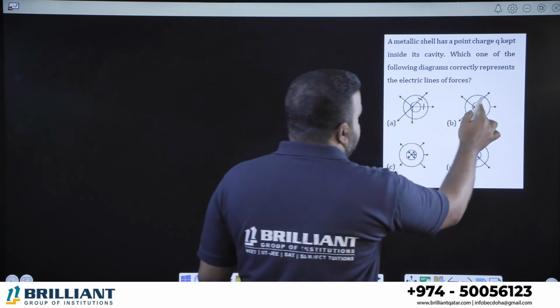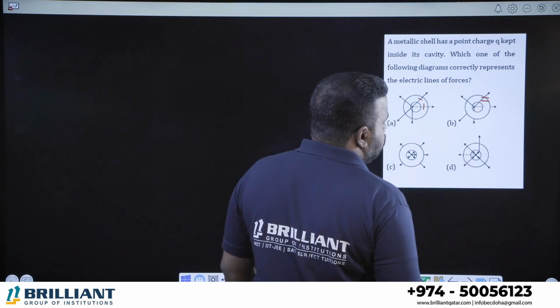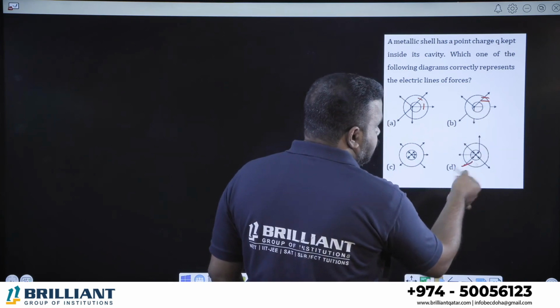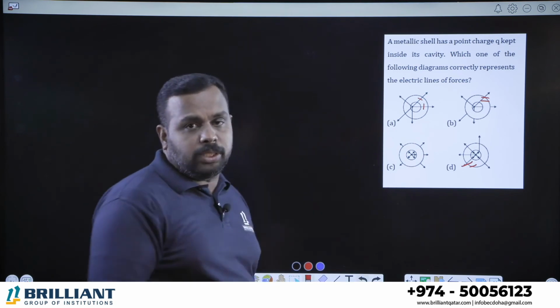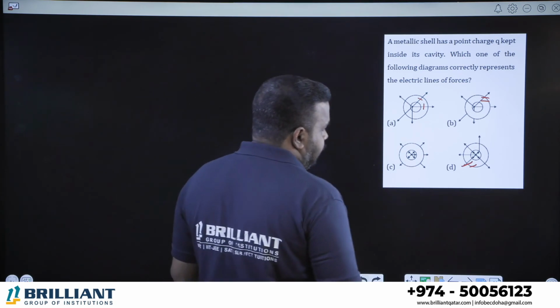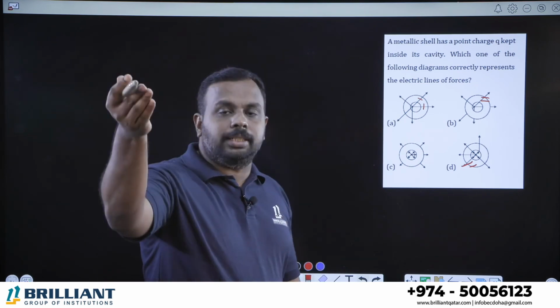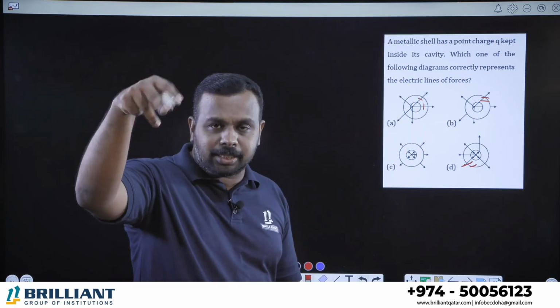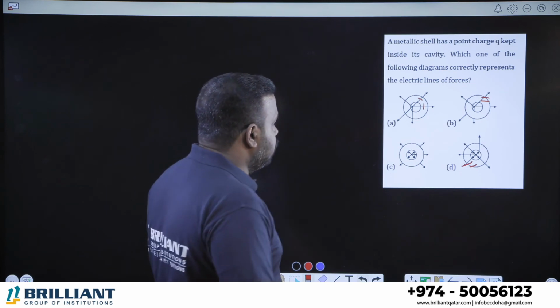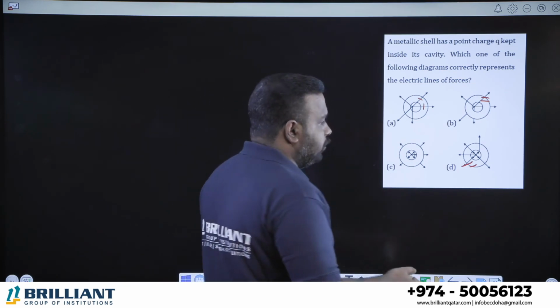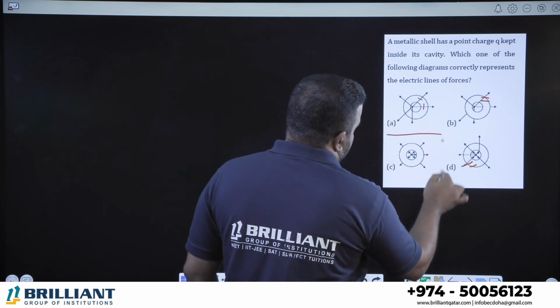The same thing is happening for diagram B also. There are some field lines. For D also you can see that the field lines are passing through. But look at option C. The field is there inside the cavity and then outside the shell, right? It's possible. Inside that solid metallic surface, there are no field lines. So our correct answer is option C.